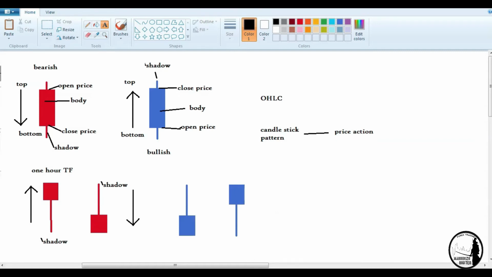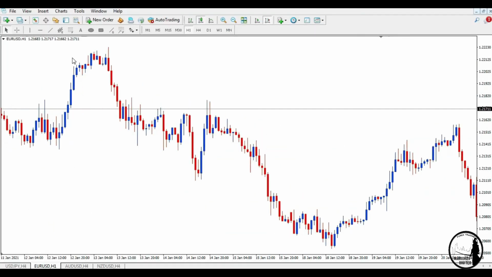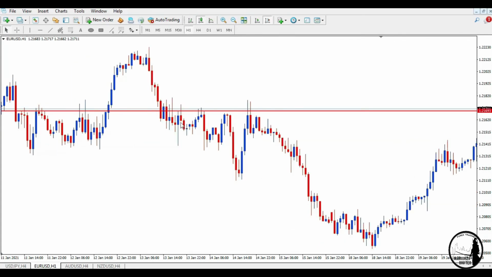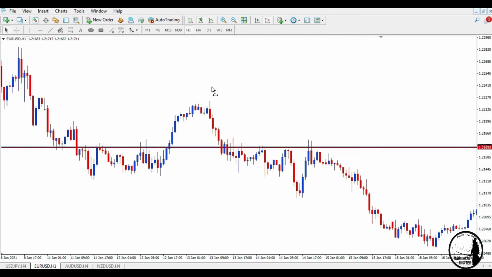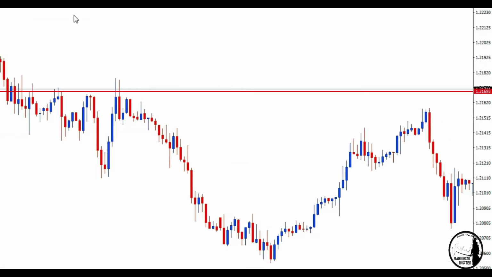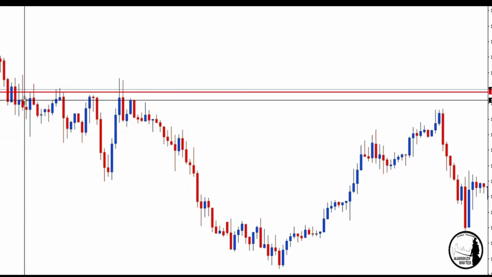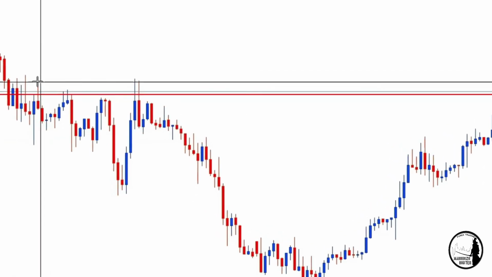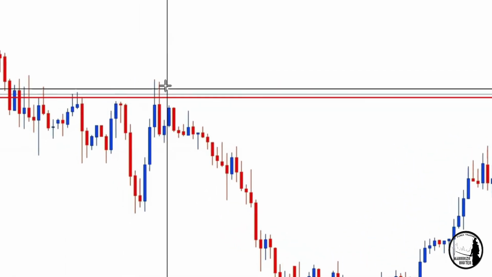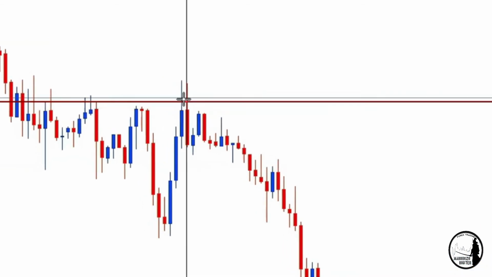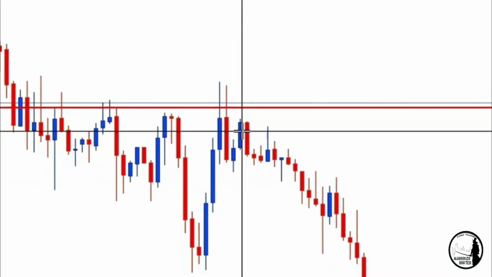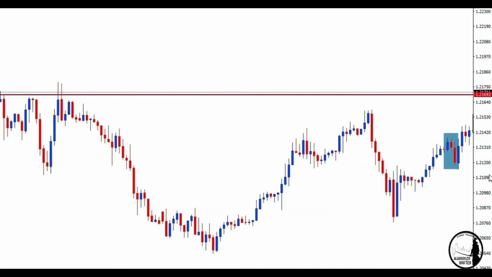So I will show you an example. For example, I take a good example for you guys. Here is a resistance. If you watch carefully, before the price goes down, there's a longer wick on the candlestick compared to the bottom part. After the longer wick, it goes down. If you see from here, longer wick, longer wick, longer wick, or longer shadow, after this happens, the price will go down.